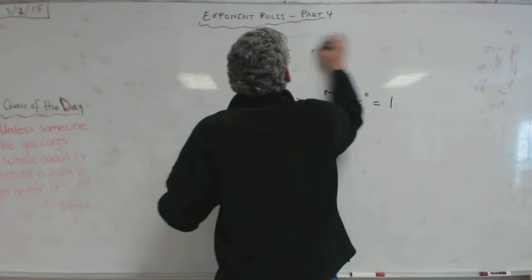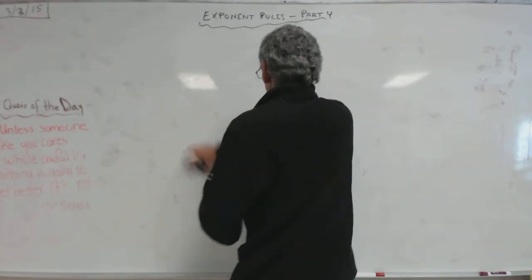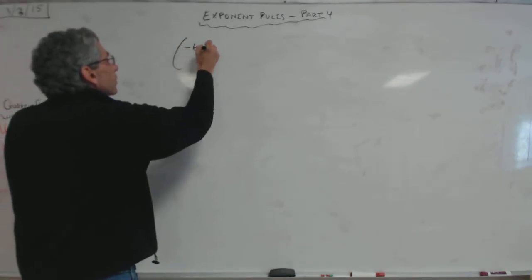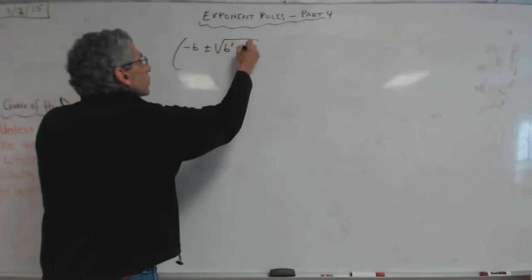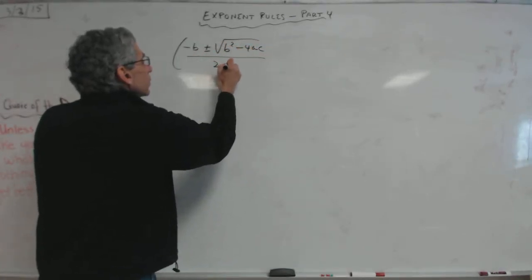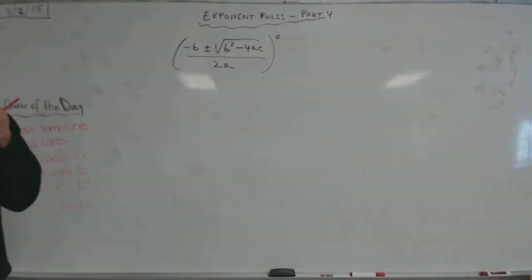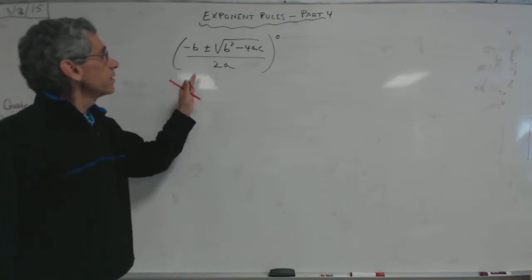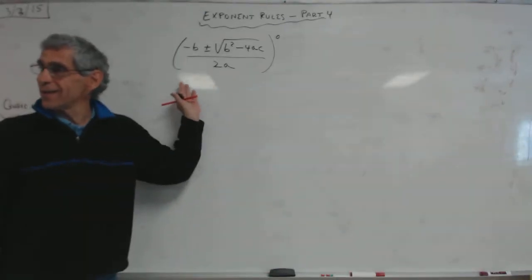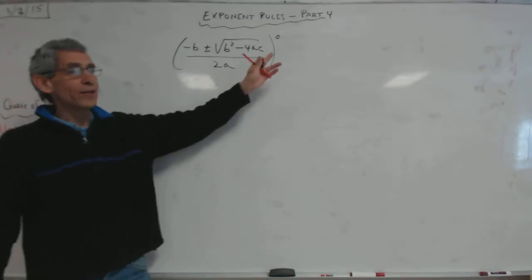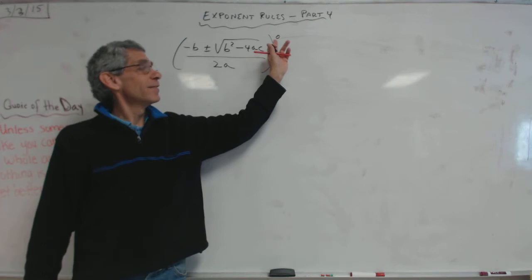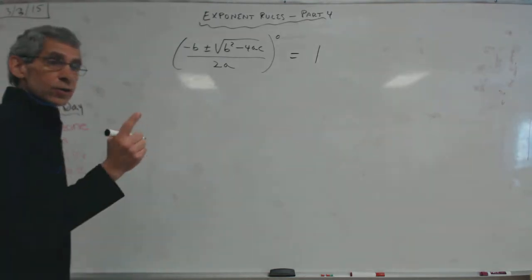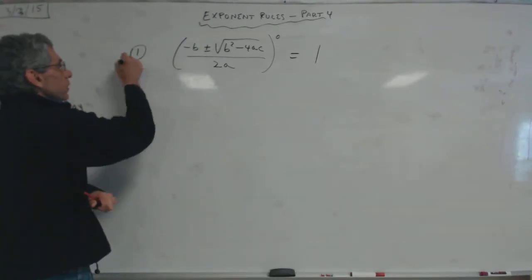Okay, so I'm going to give you a problem. I'm going to give you a really, really hard problem. All right, what is the answer to this problem? One. It doesn't make a diddly squat of difference what's inside that parentheses, as long as what's outside that parentheses is a 0 exponent. Therefore, it equals 1. That was number 1. Let's try number 2.